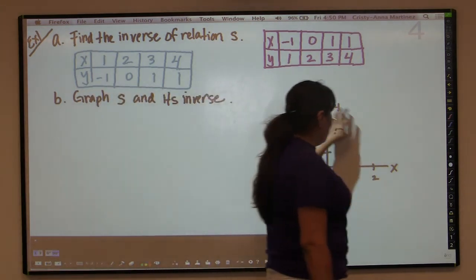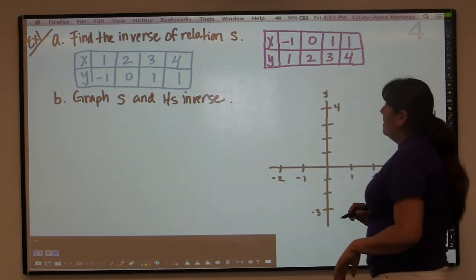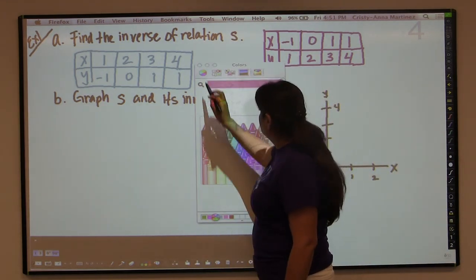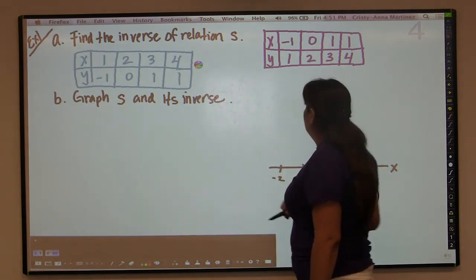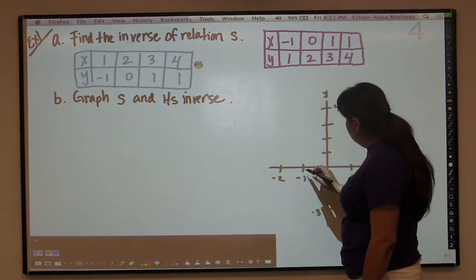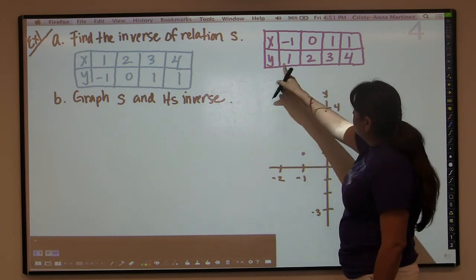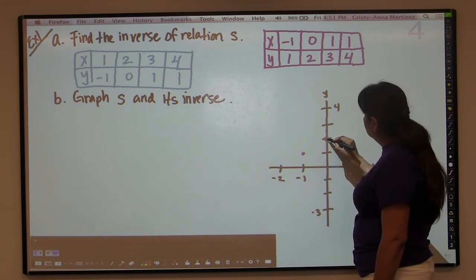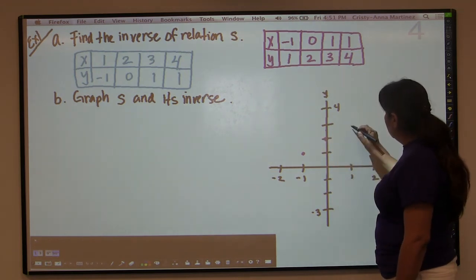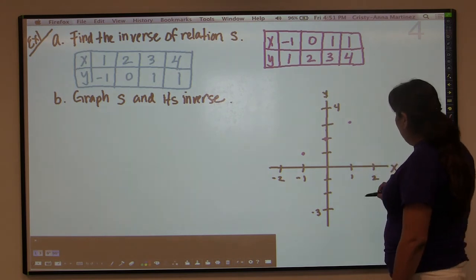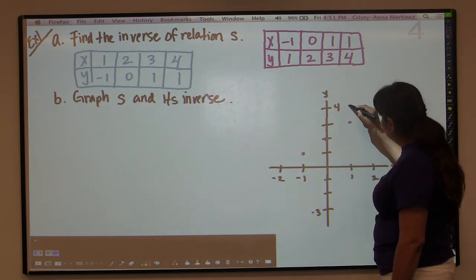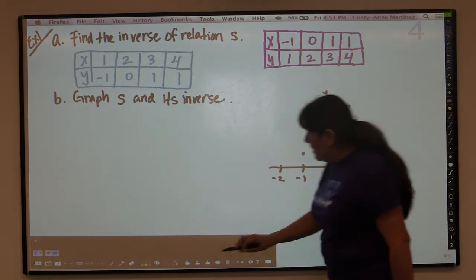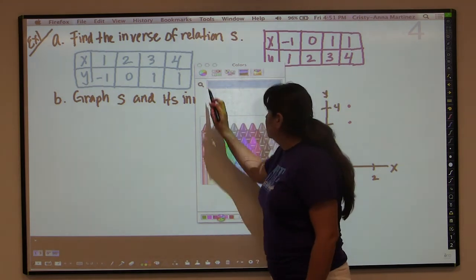So I've already put a little chart over here, and so we're going to start graphing that. I'm going to graph this one first, and we'll do it in the color of the regular function. So I'm going to plot negative 1, 1. Here's negative 1, 1. And then we have 0, 2. And then we have 1, 3. And then we have 3 and 4.